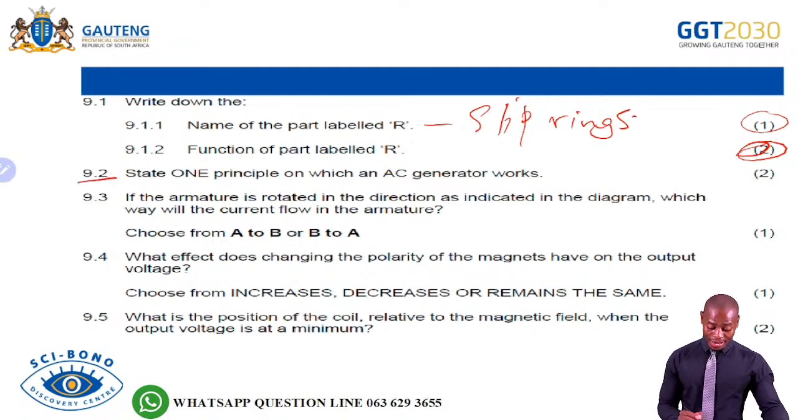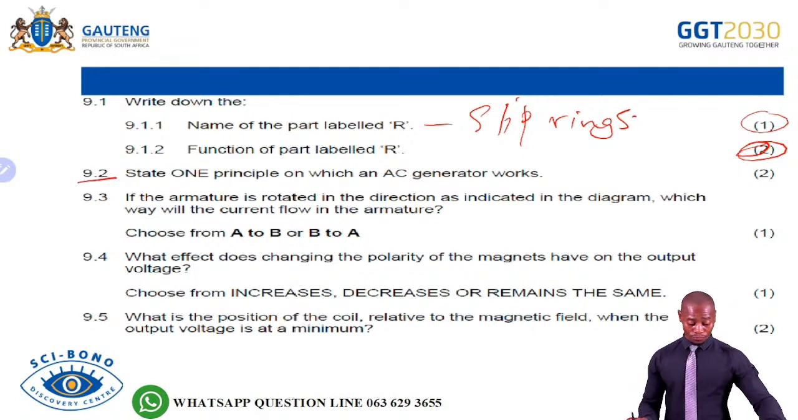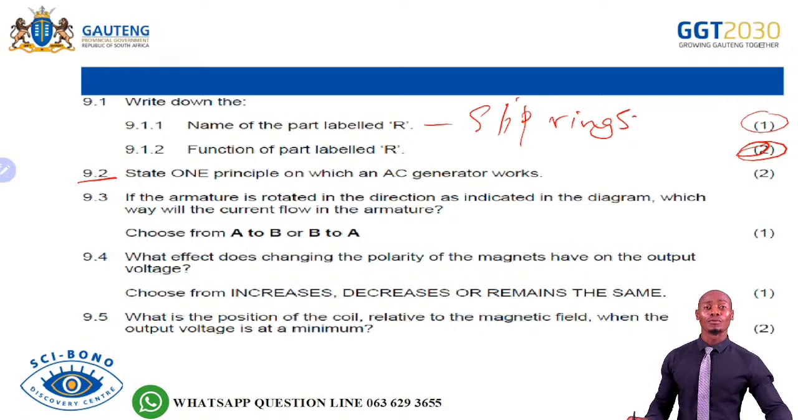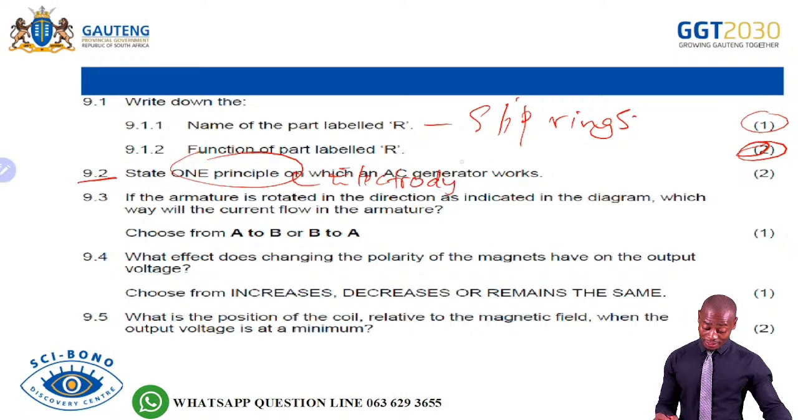Then 9.2. State one principle on which an AC generator works. Generators are based on electromagnetic induction. We are all aware of that. So can you see how easy the questions are? Electromagnetic induction.